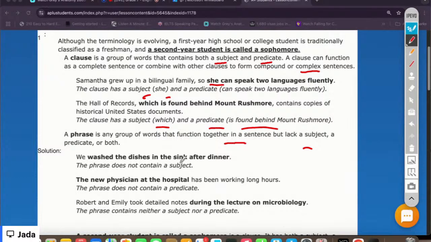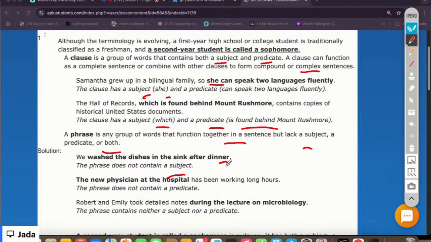So, "We wash the dishes in the sink after dinner." So the phrase does not contain a subject. It's like saying "wash the dishes in the sink after dinner." So who washed the dishes? We have no idea. So that is the phrase. "The new physician at the hospital." So what happens to the physician? We have no idea. So that is a phrase.